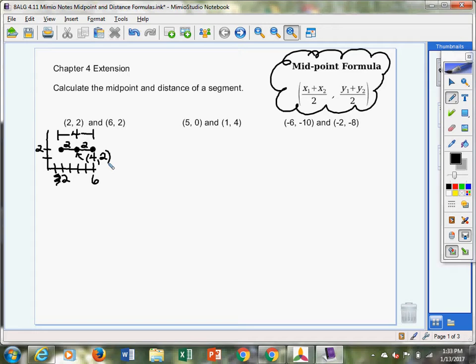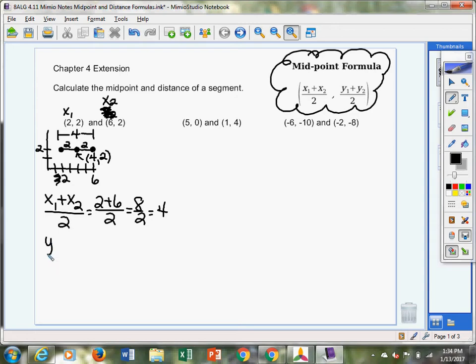To find the x of my midpoint, I'm going to take my endpoints and call those x1 and x2. Let's rewrite that so you're not confused. I'm going to take the 2 from the first endpoint and the 6 from the second endpoint, add them together and divide by 2. And so the x of my midpoint is 4. You can see that it matches up.